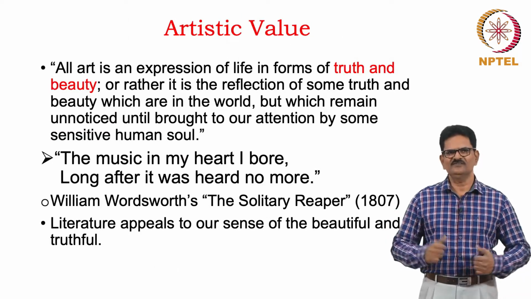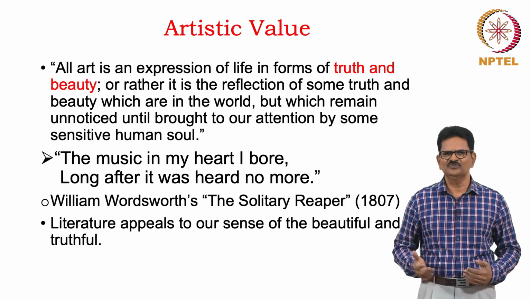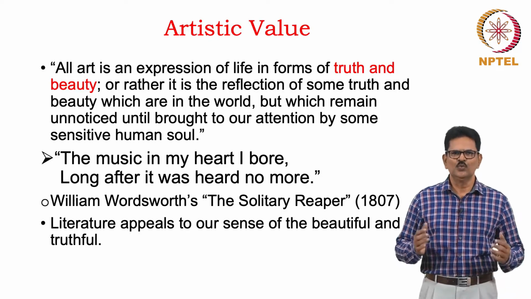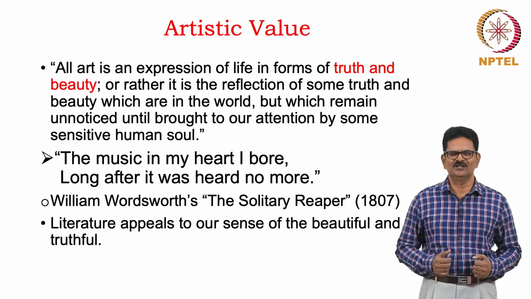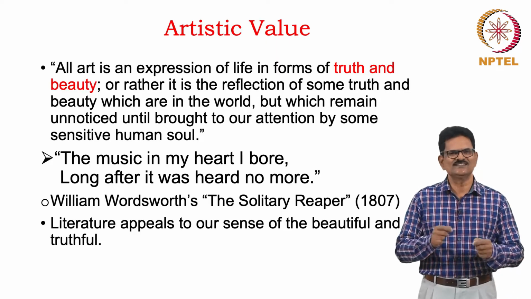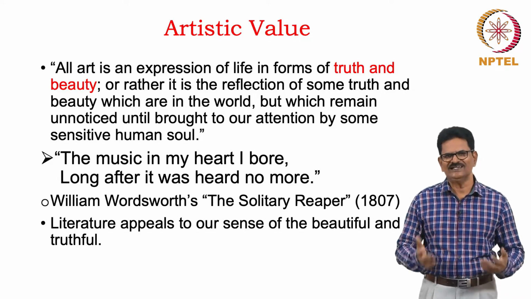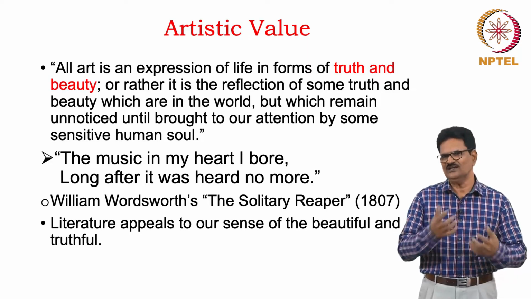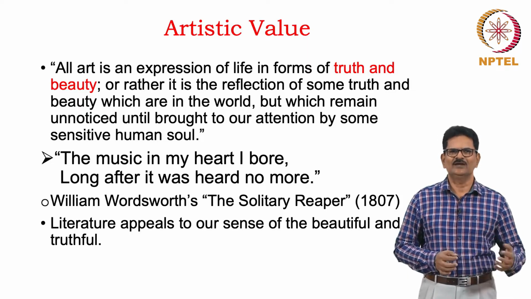Now let us see artistic value. It means all art is an expression of life in forms of truth and beauty, or rather it is a reflection of some truth and beauty which are in the world but which remain unnoticed until brought to our attention by some sensitive human soul. Literature is associated with sensitivity. Sensitive people write literature and more often sensitive people read literature and respond to it. And what is that appeal or what is that value, artistic value that we have in literature? That is truth and beauty.